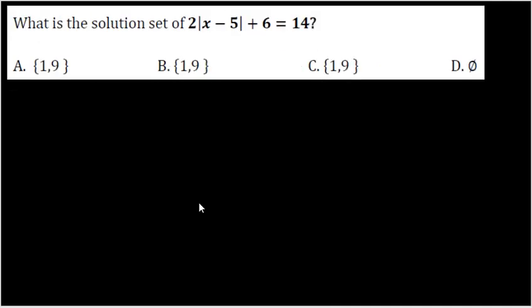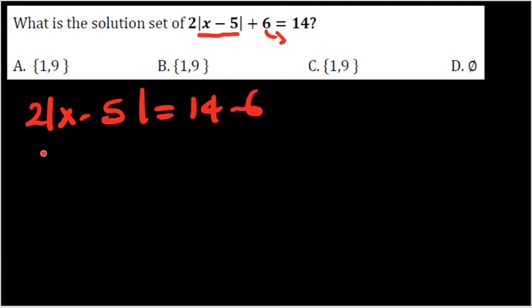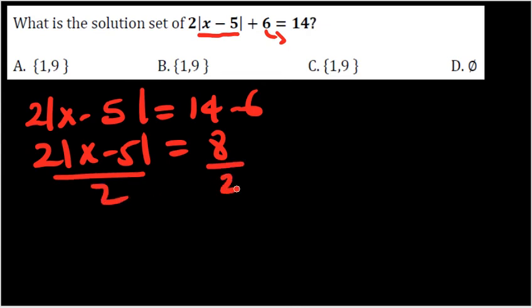Okay, next. The next question is a kind of absolute value, as you see. It says: what is the solution set of 2 absolute value of x minus 5, plus 6, is equal to 14? The first thing, we need to make the absolute value alone. To do that we need to shift the constant first to the right side. So it's going to be 2 times absolute value of x minus 5 is equal to 14 minus 6, so 2 times absolute value of x minus 5 is equal to 8.